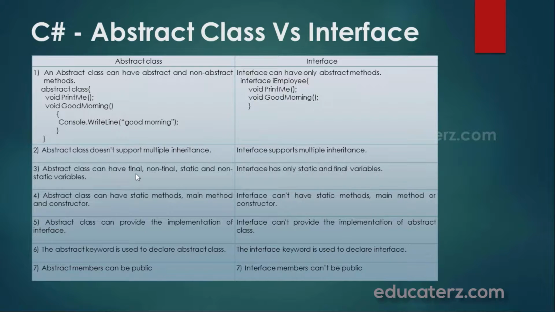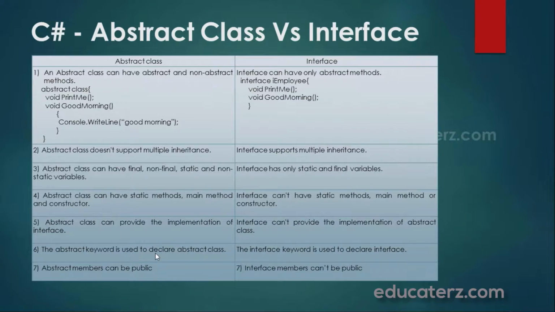Abstract class can have final, non-final, static and non-static variables, whereas interface has only static and final variables. Abstract class can have static methods, main method and constructor. Interfaces cannot have static methods, main method or constructors. Abstract class can provide the implementation of interface. Interface cannot provide the implementation of abstract class.